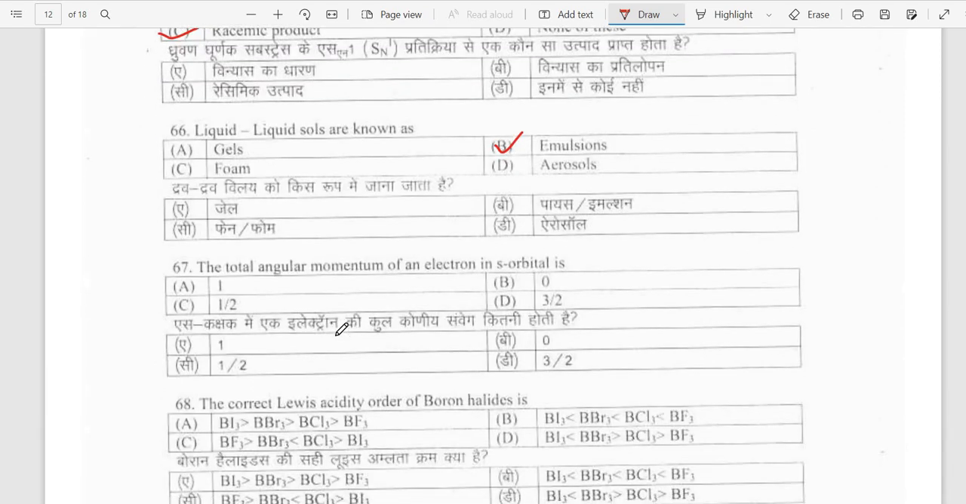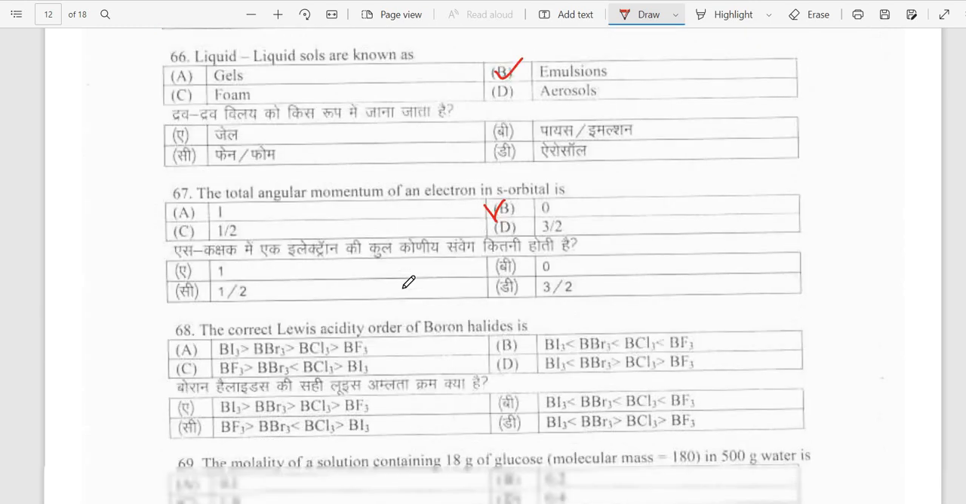The total angular momentum of an electron in an s orbital. For an s orbital, we all know that L equals 0, for p orbital L equals 1, for d orbital L equals 2, and for f orbital L equals 3. So in that case, for the s orbital L equals 0.